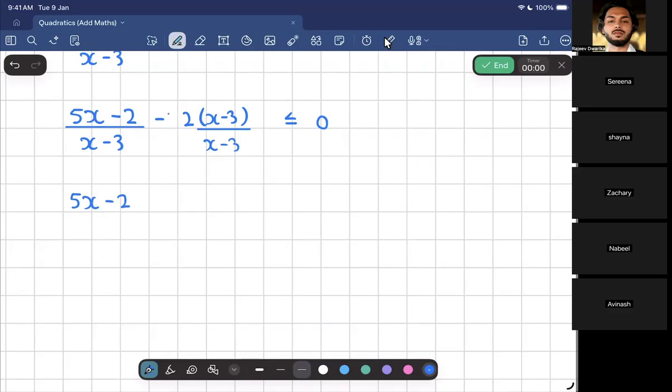Right? So Avinash, you see this negative 2 here? Be extremely careful with this. You're gonna take the negative 2 and you're gonna multiply it by every single thing inside of the brackets. So what is negative 2 by x? Negative 2x. What is negative 2 by minus 3? Positive 6. And since both of them had a common denominator, what is the denominator? X minus 3.